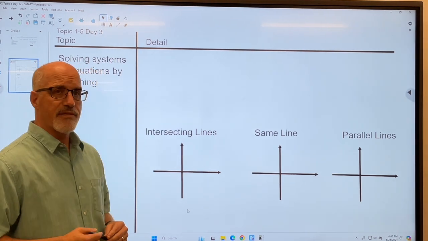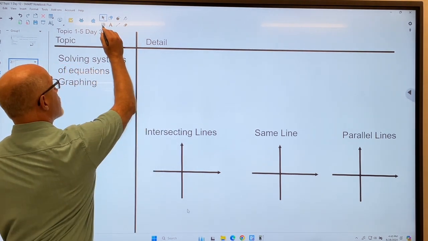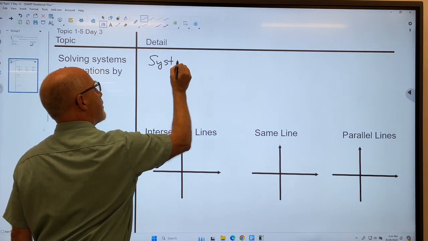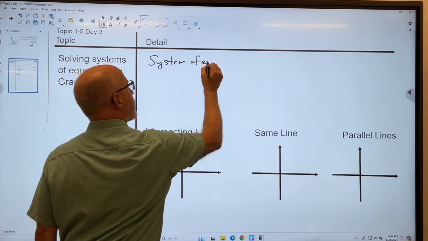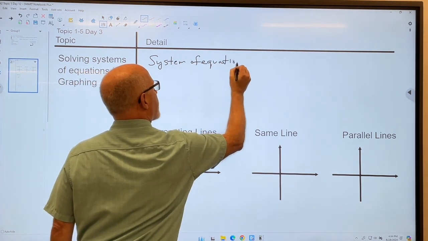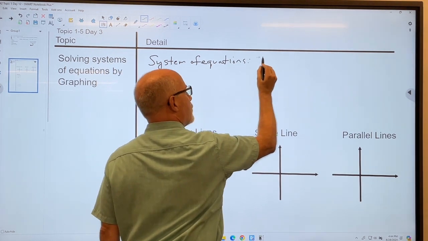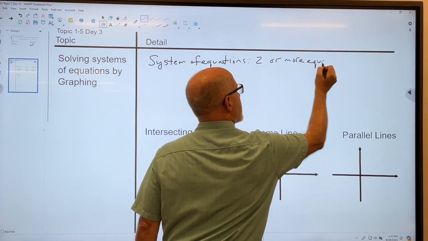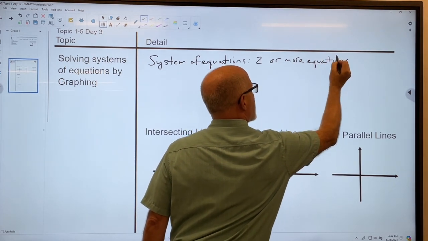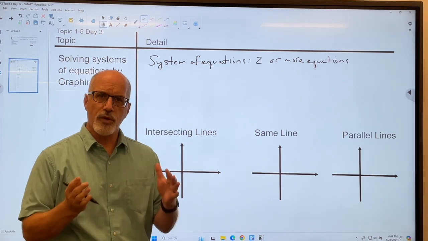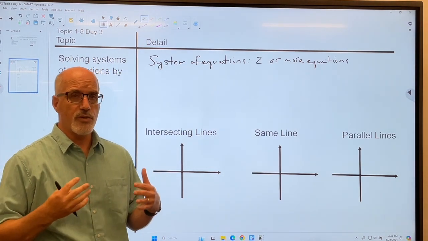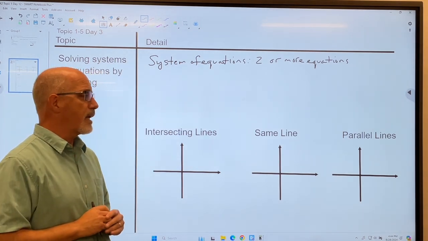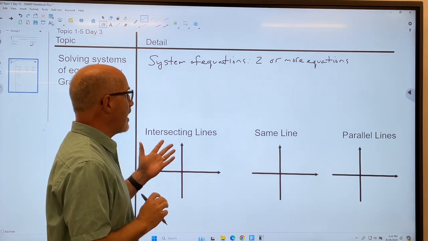So first of all, we want to define what a system of equations is. A system of equations is two or more equations. Now, when we put two or more equations together, we can look for solutions. Usually at the beginning here, we're going to just talk about two equations. Later on, we'll look at some differences to that. But for now, two equations.